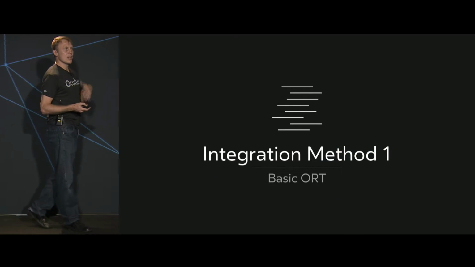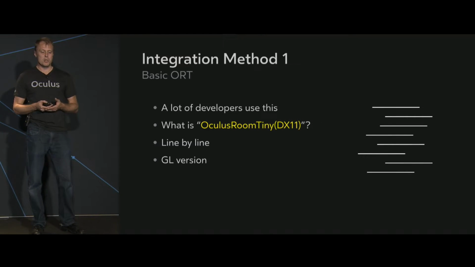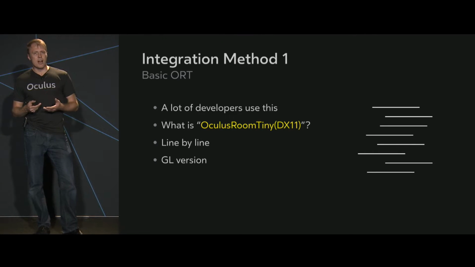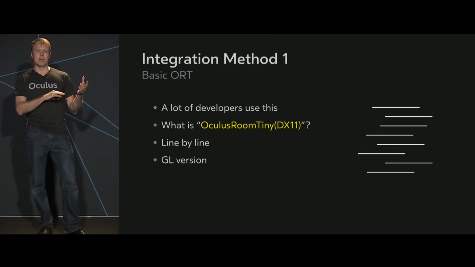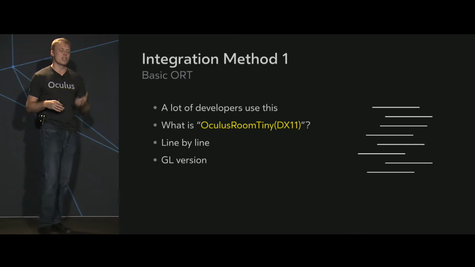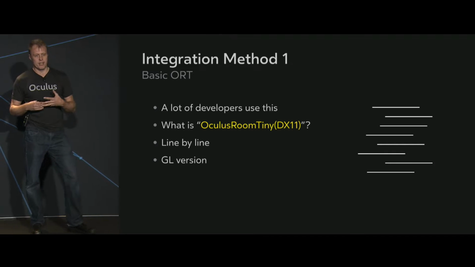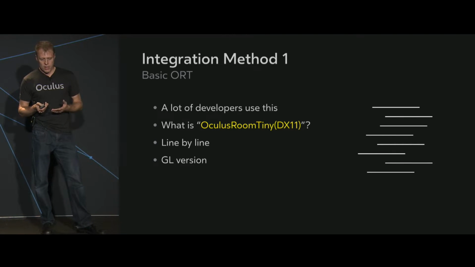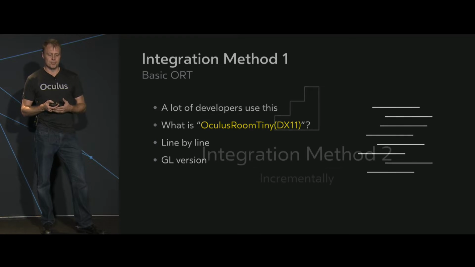So I'm just going to outline two integration methods that are very popular and we can advocate. The first one is to use that basic Oculus Room Tiny demo and go through it line by line and just check that every one of the ingredients in that minimal sample is represented in your code base as well. This is something that a huge number of developers have done, and it's a very successful way of integrating VR. There is a GL version as well. I guess the basic Oculus Room Tiny demo, that is very much the purpose of it.